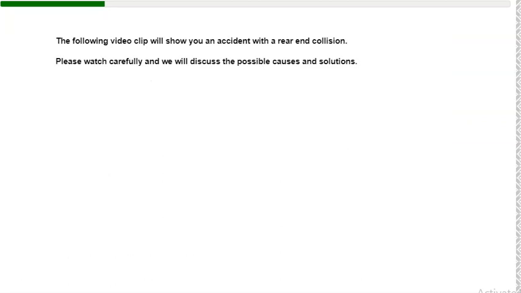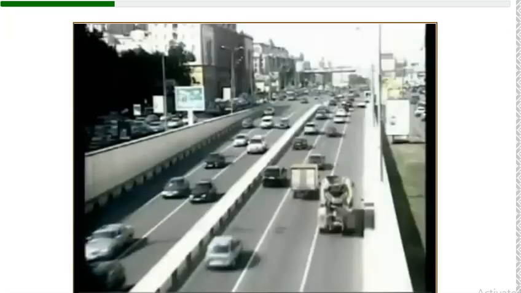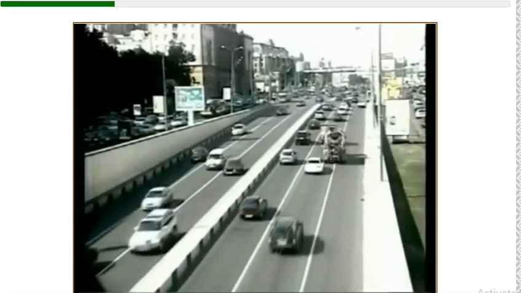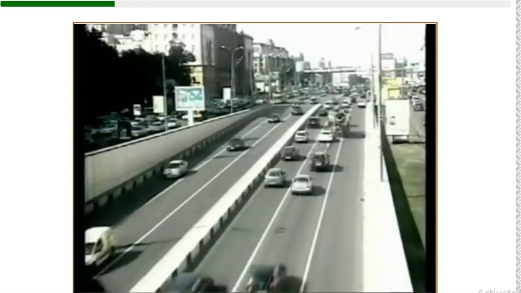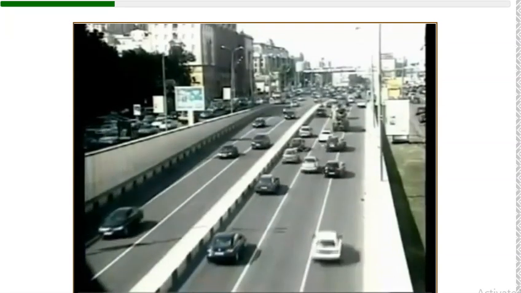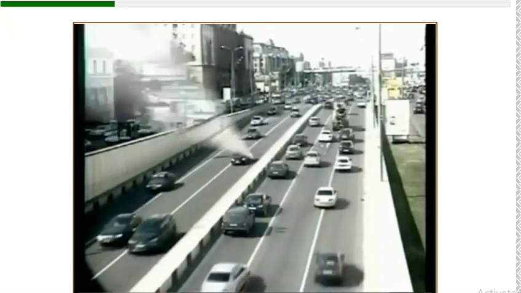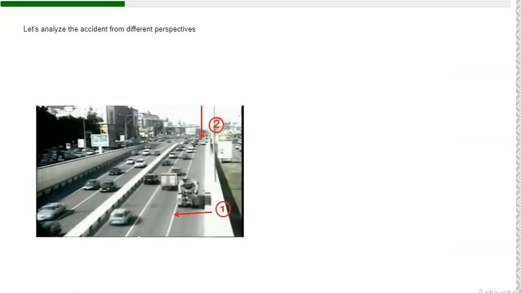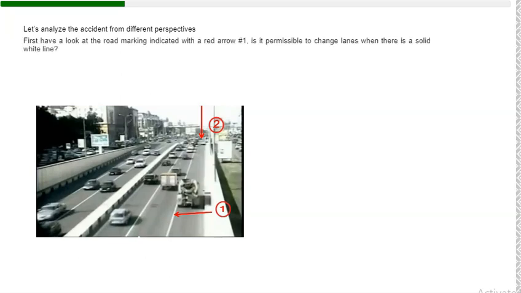The following video clip will show you an accident with a rear-end collision. Please watch carefully and we will discuss the possible causes and solutions. Let's analyze the accident from different perspectives. First, have a look at the road marking indicated with a red arrow number 1. Is it permissible to change lanes when there is a solid white line? If the answer is no, then what forced the truck driver to change lanes at this point?